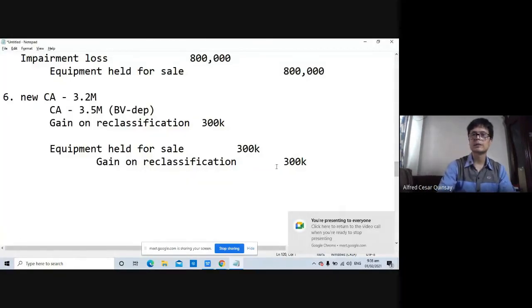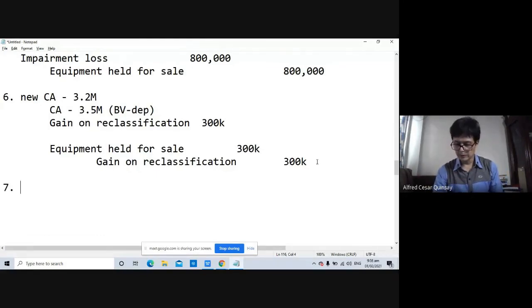So, puntahan natin sa number 7. Okay, number 7, so to reclassify the equipment as property, plant, and equipment on December 31, 2022. Okay, so ibig sabihin, i-reclassify mo na ulit, ipapasok mo na ulit siya sa equipment kasi tatanggalin mo na siya doon sa account na equipment held for sale. So kukunin natin yung original na amount niya, which is less yung accumulated depreciation.